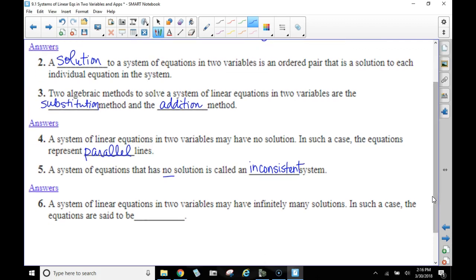Okay, number 6 says a system of linear equations in two variables may have infinitely many solutions. That's when one line lies right on top of another line, right? It says in such a case, the equations within that system are said to be what type of equations? Dependent. All right, there's section 9.1. Get this down, and then we'll take it to linear equations in three variables in the next section.